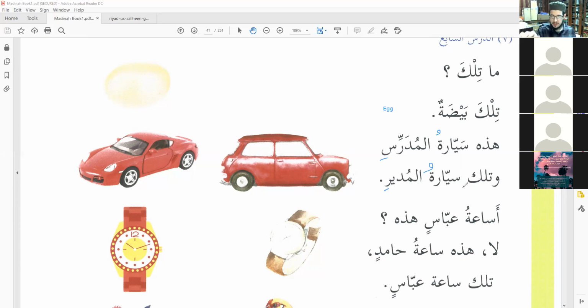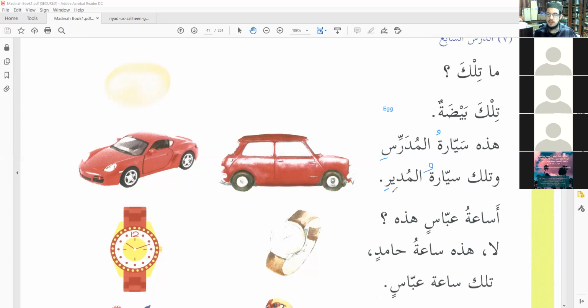So let's translate that last one, guys. Brother Asim, translate the first part, and Brother Muhammad the second. What is that? That is egg. That is an egg, yes, an egg, because it's nakira, right, with two dhammas. Good. And then Brother Muhammad, the hard one. This is teacher's car. Yes, very good. And that is student car. Close. Do you remember what al-mudir is?